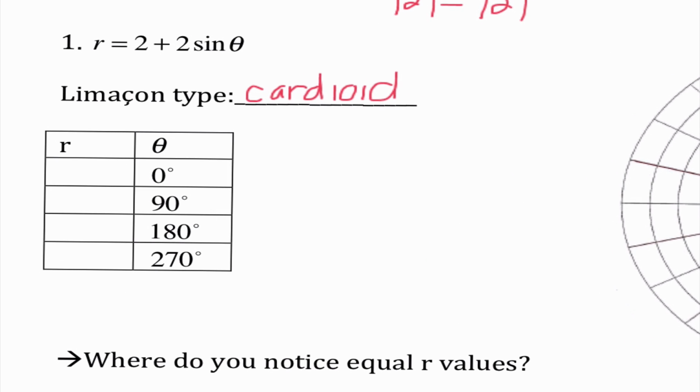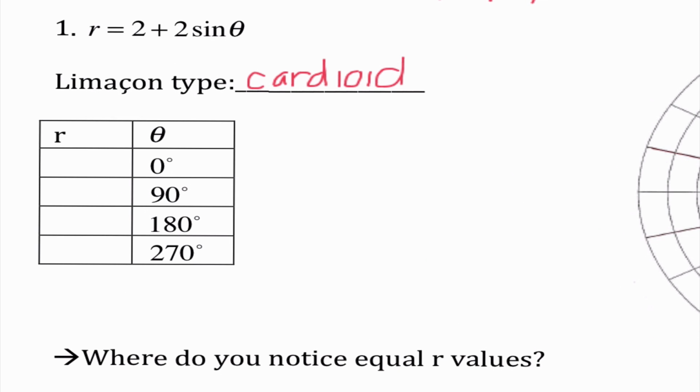So now I'm going to have to determine where these ordered pairs are going to be. At 0 degrees, I'm going to have r equals 2 plus 2 times sine of 0 degrees. I know that the sine of 0 degrees is 0, so I get 2 plus 0, which is 2. Next I have r equals 2 plus 2 sine of 90 degrees. I know sine of 90 degrees is going to be 1, so I get 2 plus 2, which is 4.